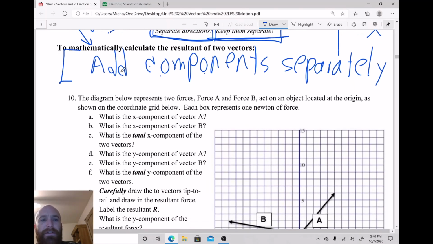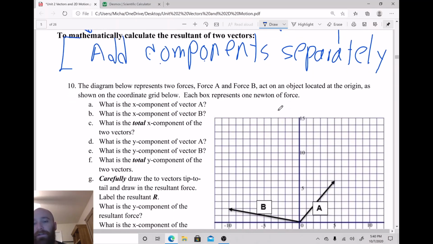So let's take two vectors. The diagram below represents two force vectors. Let's call them force A and force B. Two vectors act on an object located at the origin as shown. So our object's just going to be right here, right at the origin. Each box represents 1 Newton of force. Okay, so each box just represents 1.